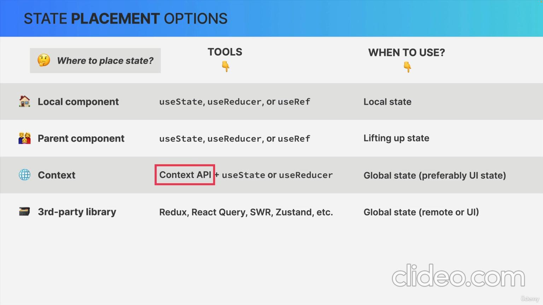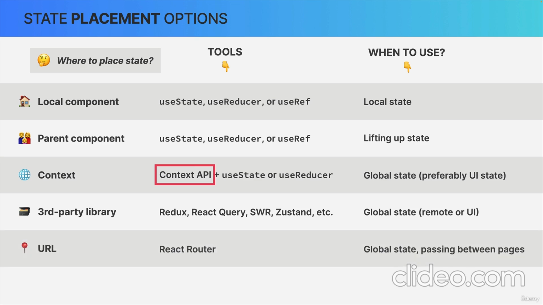Okay, next up, as we learned in the previous section, is the URL. So the URL is yet another excellent place where we can store global state that we want to make easily shareable and bookmarkable, or that we just want to pass between pages.